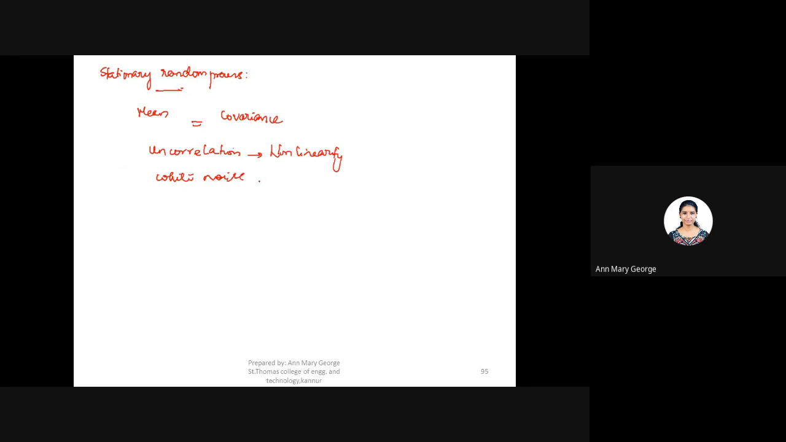White noise means, for example, all frequency components are same. An example of white noise is lightning. Lightning is an example for white noise.